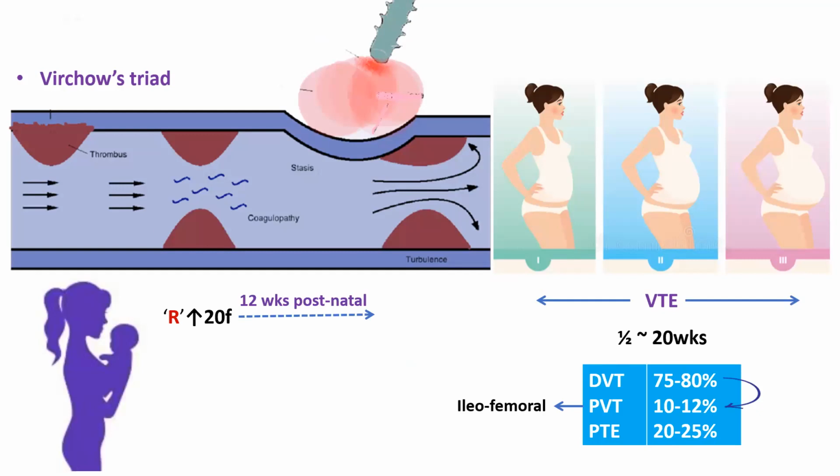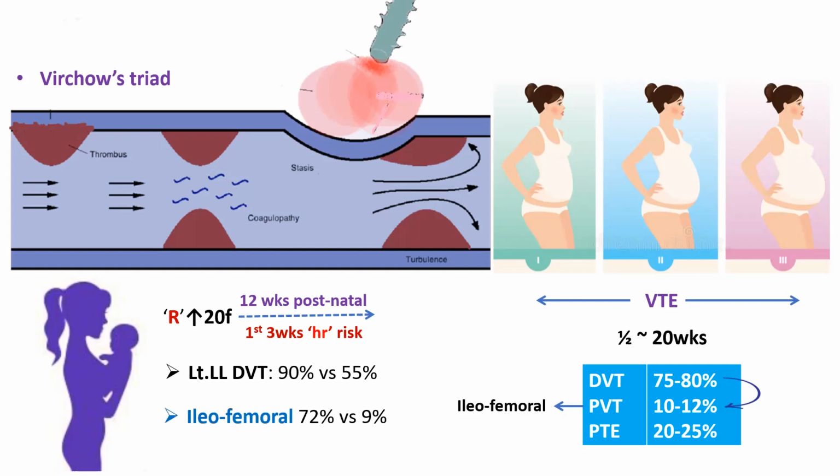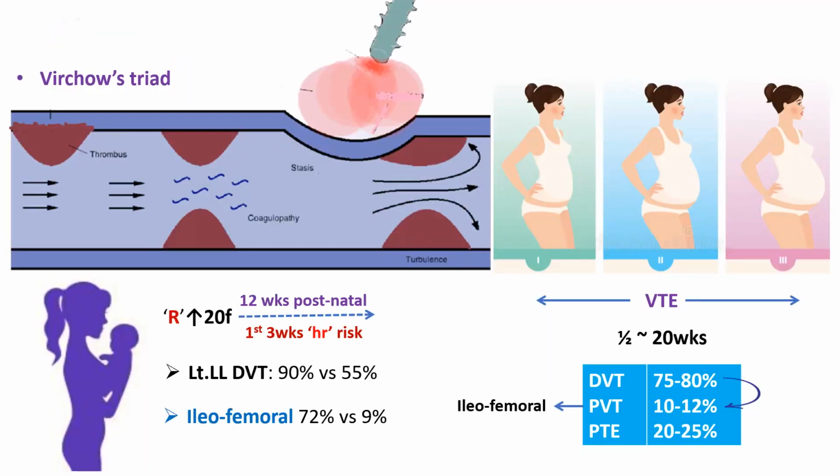And risk increases 20-fold up to 12 weeks postnatal. So even after delivery, they are at risk of developing venous thromboembolism, and the first 3 weeks carry the higher risk. It is shown that left lower limb DVT is more common in pregnancy than the right. So 90% happens on the left lower limb and 55% on the right. And iliofemoral also occurs more commonly, 72% versus 9%. So these are some of the epidemiological data.